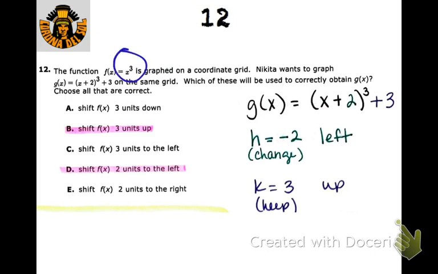Okay, we're going from this function to this function, so we can tell that this would shift the graph 2 units to the left, so it'd be that one. And then the 3 right there would shift it 3 units up.